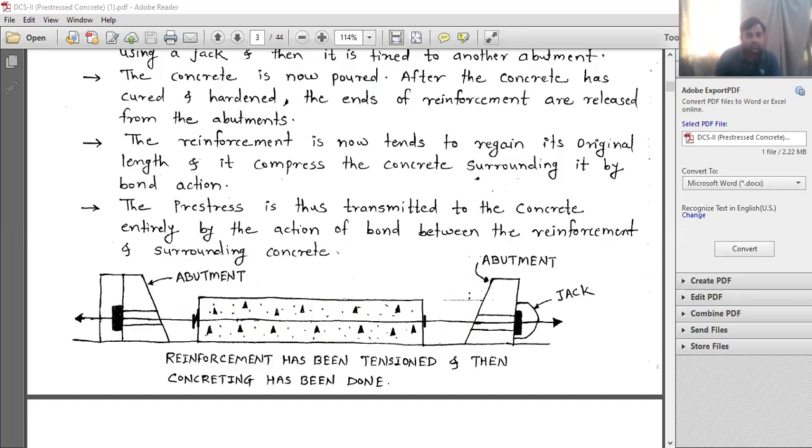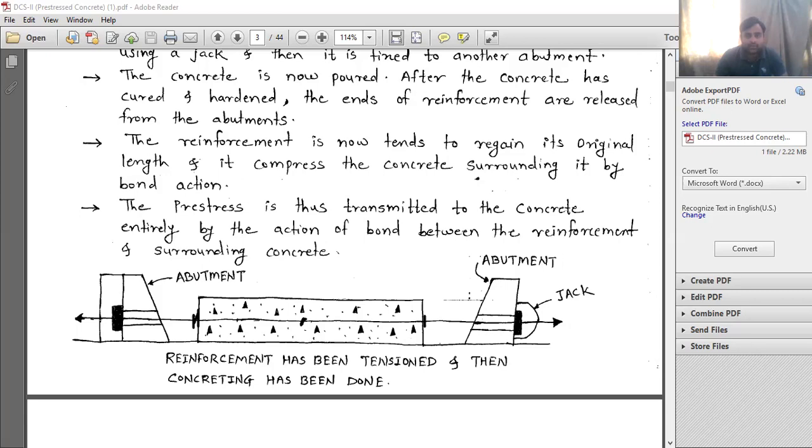Okay, the reinforcement now tends to regain its original length, and it compresses the concrete surrounding it by bond action. The prestress is thus transmitted to the concrete entirely by the action of bond between the reinforcement and the surrounding concrete, which we have already seen. Once the internal stress is developed in this bar, it automatically gets transferred to the concrete. Okay, so this is your pre-tensioning.